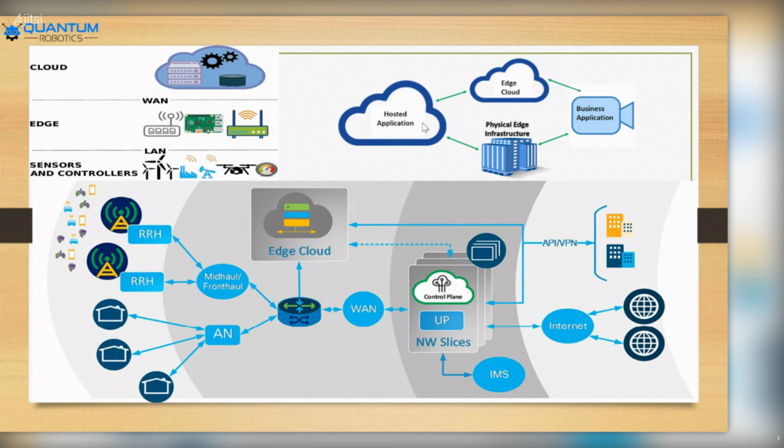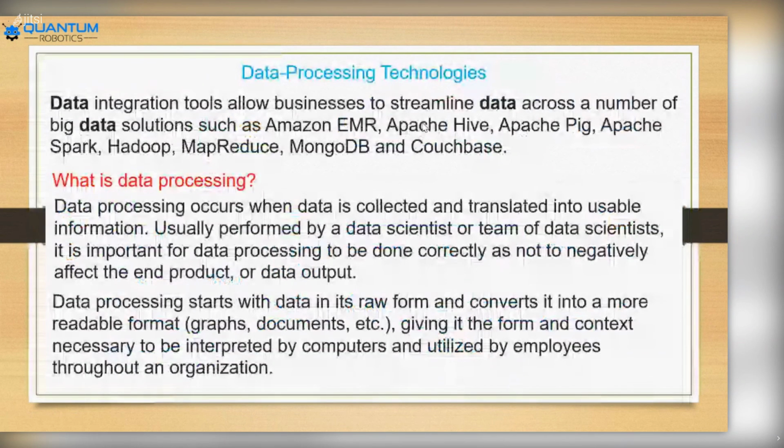And here you can see the data processing technique. Data processing techniques mean the data will be transmitted from one place to another place using a server. Here there are different types of servers: Amazon EMR, Apache Hive, Apache Pig, Apache Spark, Hadoop, MapReduce, MongoDB and Couchbase. All these servers we can use for graphical representation or data transmission from one place to another place.